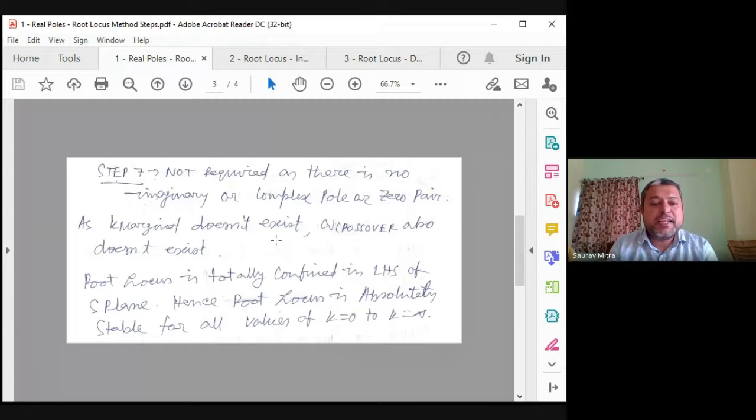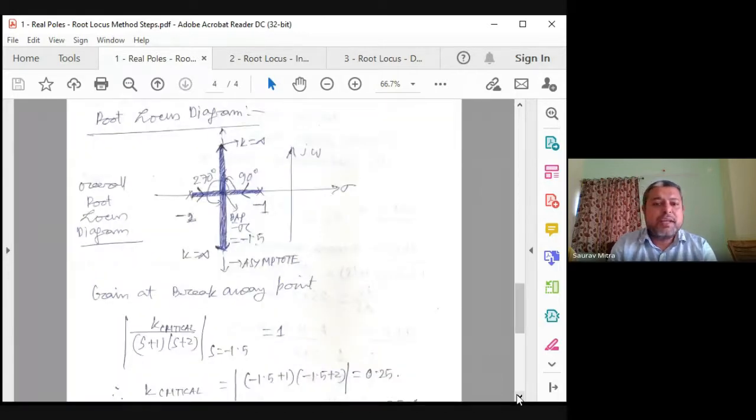So in this case, we are finding that k marginal does not exist, omega crossover also does not exist. So root locus is totally confined in the left hand side of the S plane. Hence root locus is absolutely stable for all values of k from 0 up to infinity. When root locus is absolutely stable, that means there is no crossover, and this is the diagram that we have to draw.